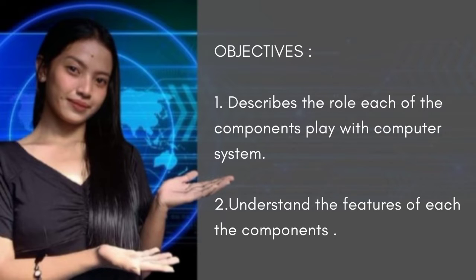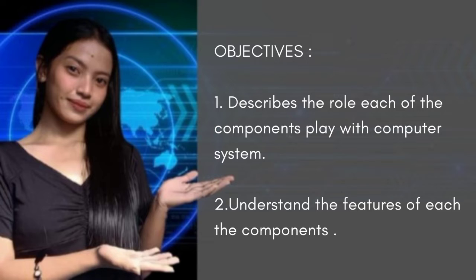We look at the many components of a computer system in this topic. When we talk about a system, we mean a collection of components that operate together to complete a specific task. As a result, at the end of this topic, you will have a better understanding of the roles that each component plays within a computer system. You'll also learn about the characteristics of each component. The same goes for any other system.